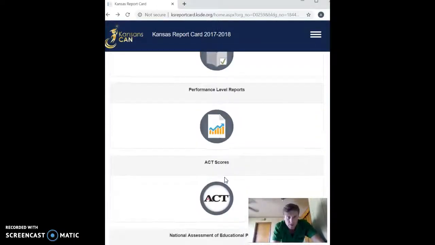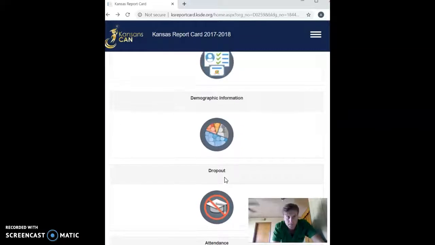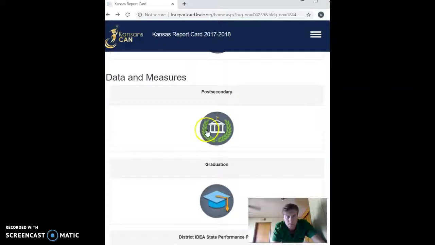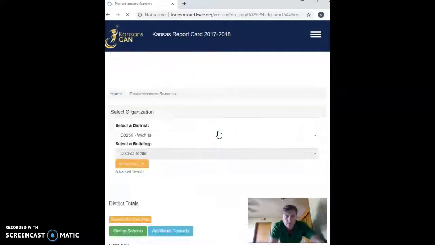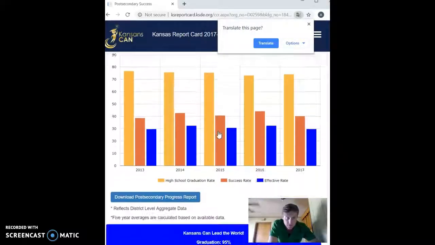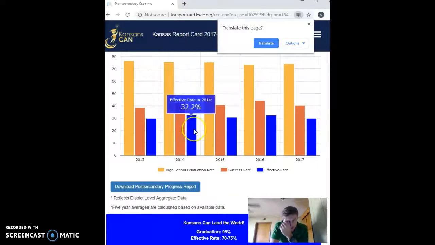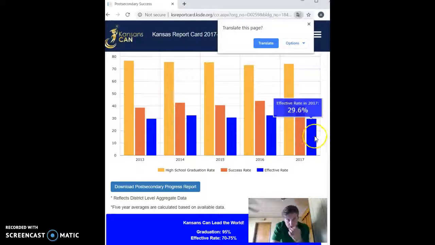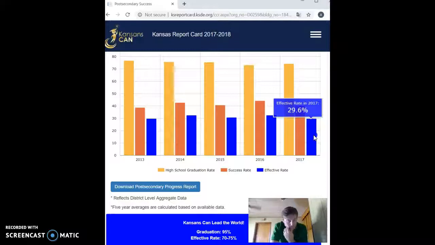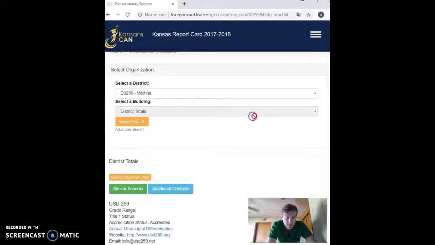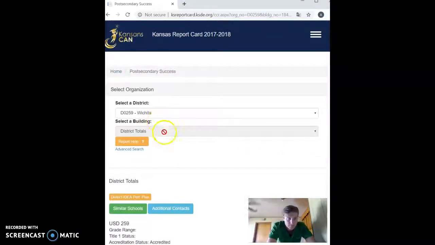There's one more I wanted to talk about here. Let's see if I can get to it. Okay, so our high school graduation rate, the success rate, and our effective rate, you can see is down at 32%. We're at 29% right now, from 2017. So I'm hoping our district, our building numbers go up for that a little bit, because that's the Wichita district total.